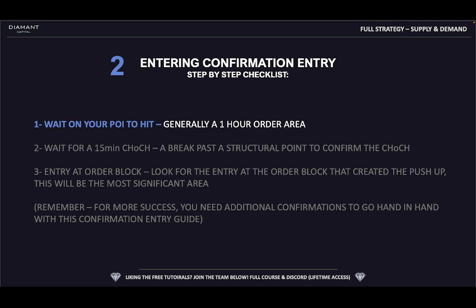And then, of course, you can build upon this once your plan is more intact. But that first step is always waiting for that point of interest to hit. One thing that I do find with traders, that I'll get into with supply and demand as well, especially if you're waiting on lower time frame entries, what I would advise is definitely wait for your high time frame point of entries to hit.